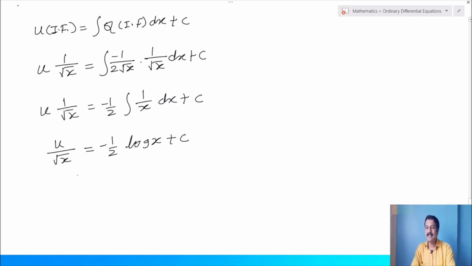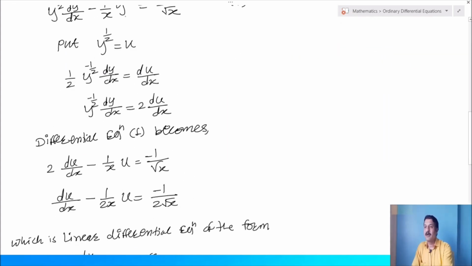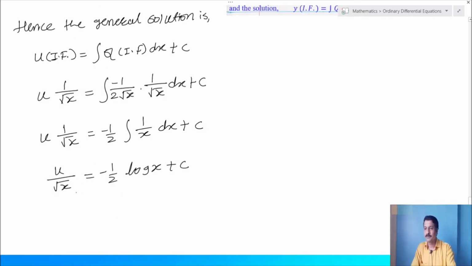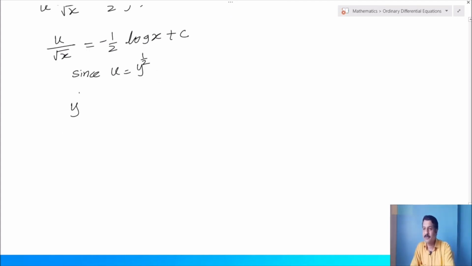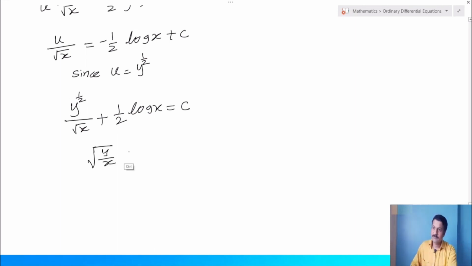So which is your answer? But what is u? Resubstitute the value of u here, and u is nothing but y raised to half. So since u equals y raised to half, I am getting y raised to half upon root x, and this minus 1 by 2 I will consider on the left hand side. So plus 1/2 log x equal to c. Y raised to half means it is a root, so root y upon root x. So now I am getting root of y by x plus 1/2 log x equal to c, which is your required answer.